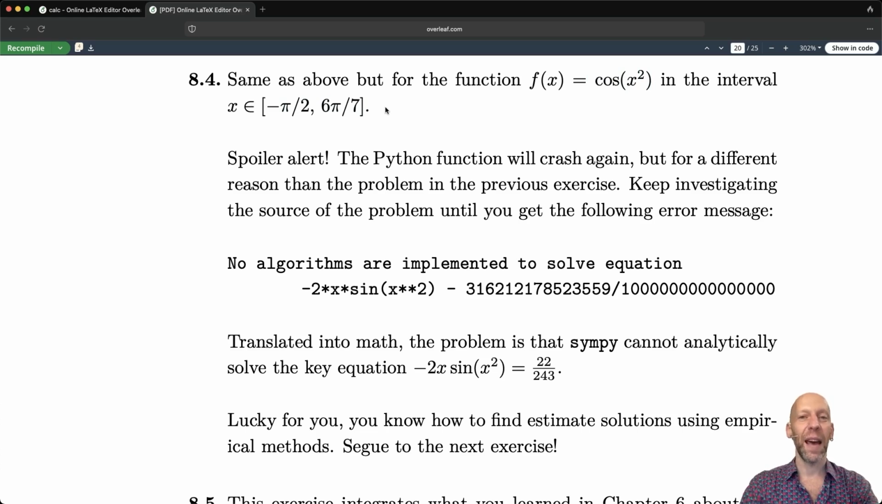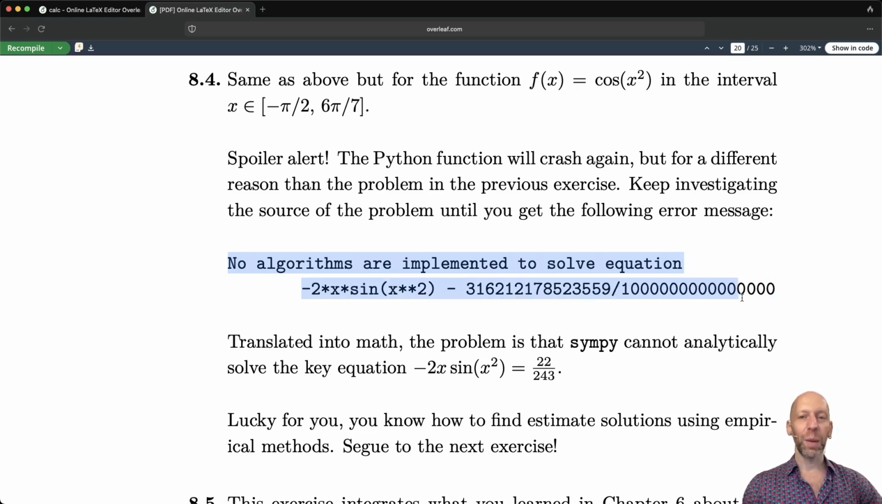You will discover that SymPy cannot do this. You're going to get an error message coming from your code. Now, this is a different problem than in exercise 3. So in the previous exercise, we encountered some issues. We were able to identify the source of those issues and resolve that issue. But here you're going to come up with another problem that is different from the problem in the previous exercise, okay?